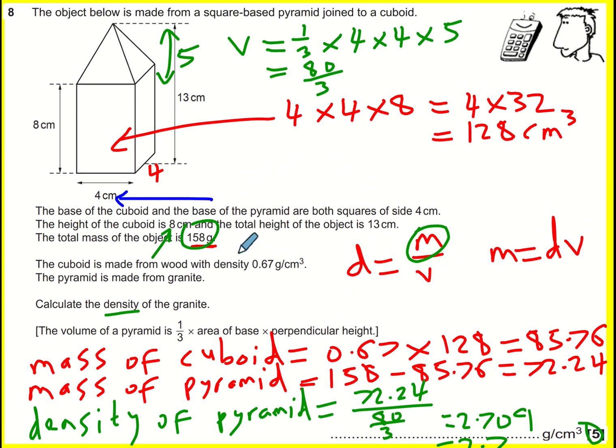The main bit about this question is the process. We've got the mass of the whole object, we've got the density of the cuboid. We have to work out the mass of the cuboid, work out the mass of the pyramid from that, work out the volume of the pyramid, and get the density of the pyramid.